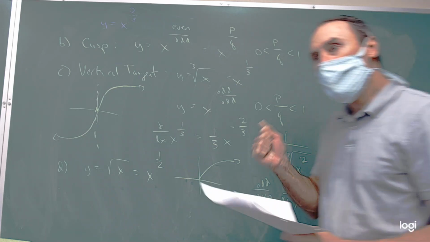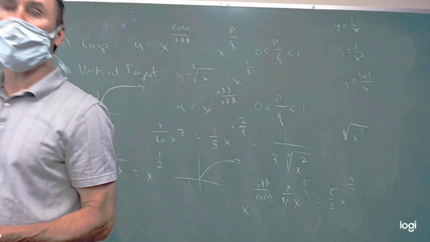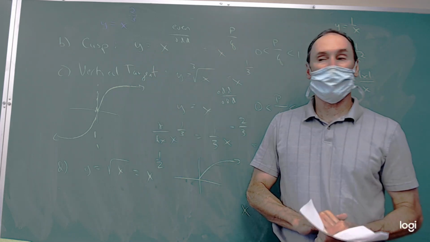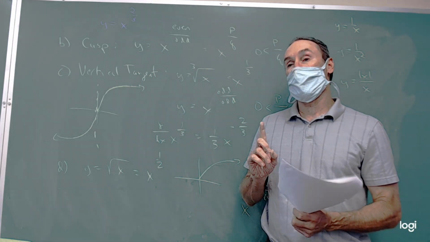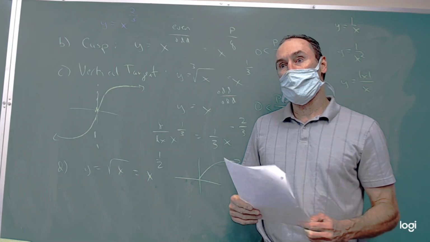Okay, so the big takeaways: the restricted domain is nice, and I think that's valuable, but the real ones you got to know and recognize are the cusp and the vertical tangent. Because if you don't know and you're not on the alert for it, then you can get yourself in trouble trying to use your calculator to find that derivative.